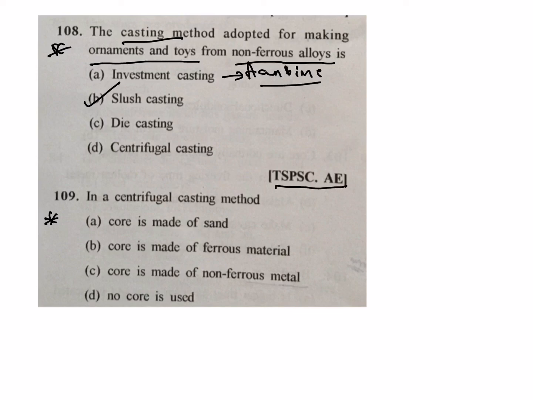The next question, in centrifugal casting method, core is made of sand, core is made of ferrous material, core is made of non-ferrous material. No core is used. Answer is D. In centrifugal casting, no core.